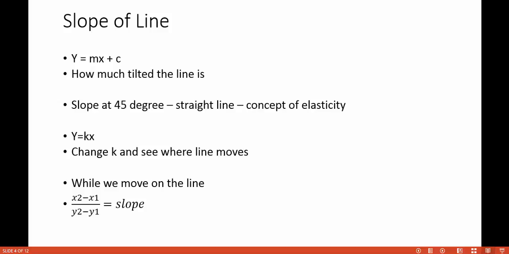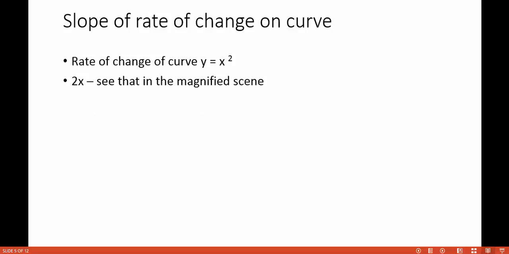We generally see the equation of a straight line, because this is something that's very easy to understand, and the differentiation of this line is how much this line is tilted. So if it's more tilted, it means that it's more sensitive, or if you change a small thing in x, then a greater change would happen in y.